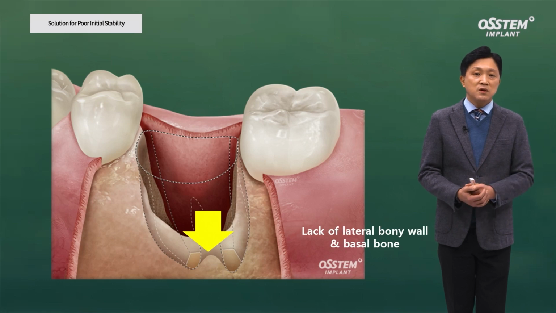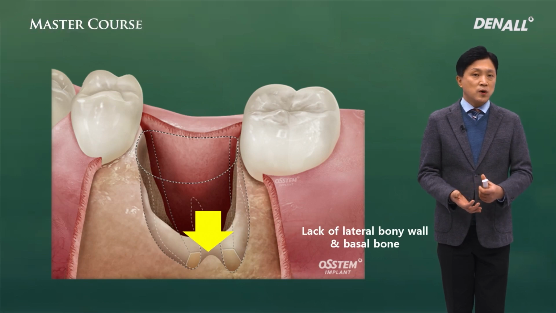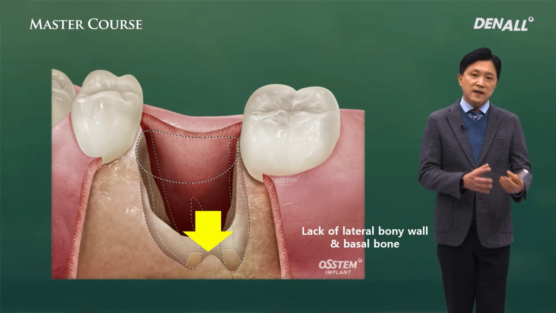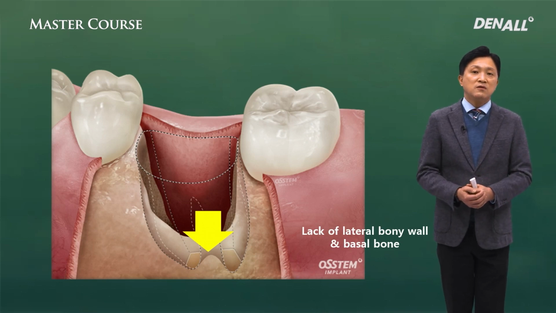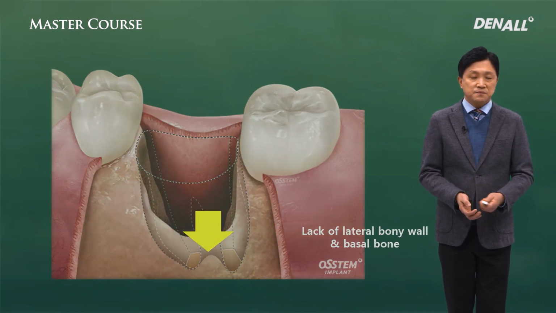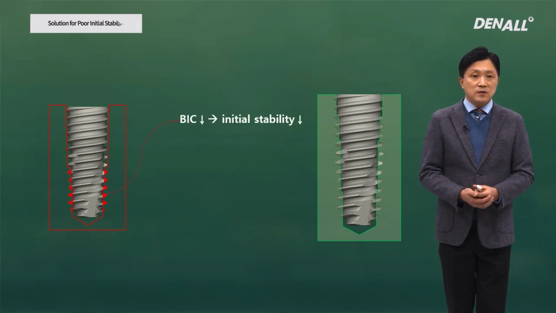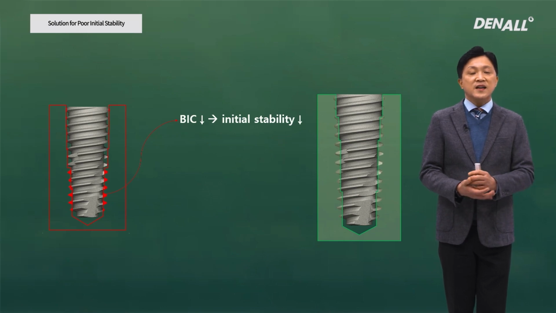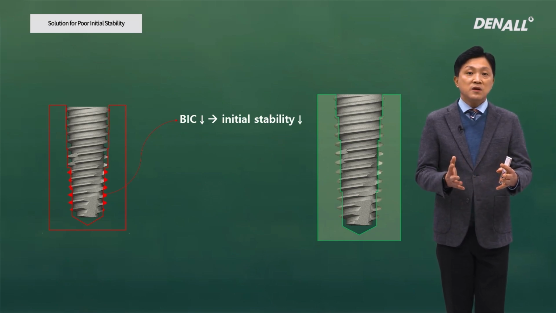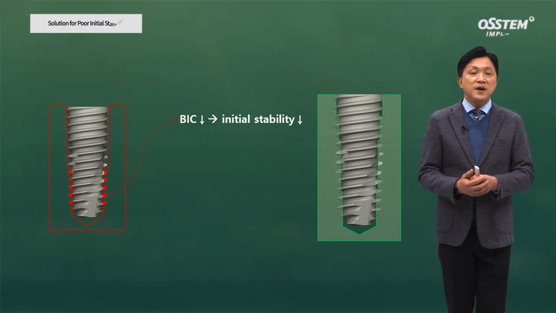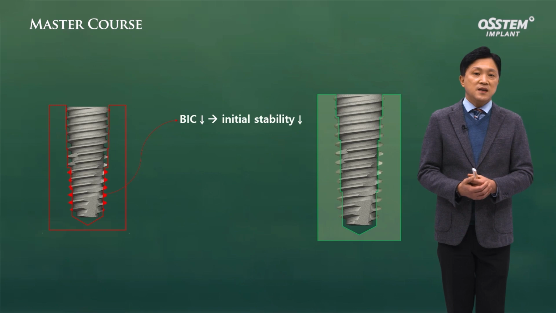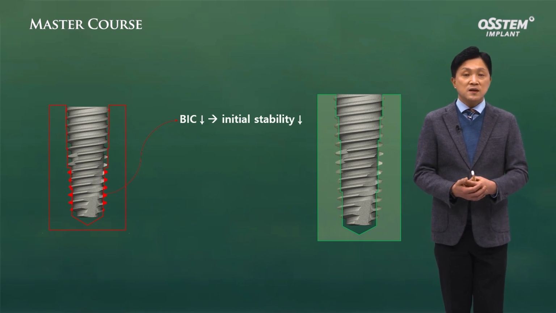If we cannot get the initial stability from the lateral wall, we rely on the basal bone. But if the basal bone is poor, that means if it is too soft or hard, when the quality is not good, it would be very hard to get an initial stability. We can think in simple terms. If we make a too wide drill hole, BIC would go down. Due to the reduced BIC, initial stability can be reduced.